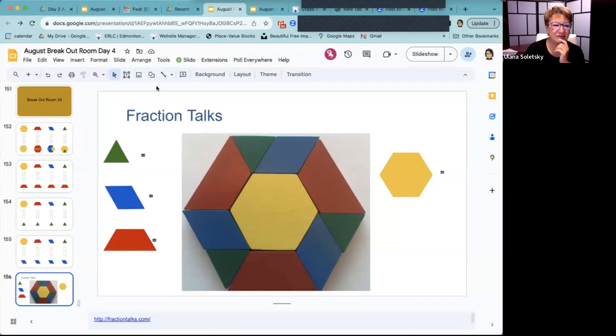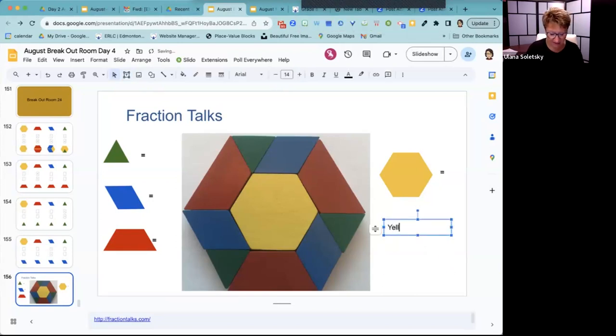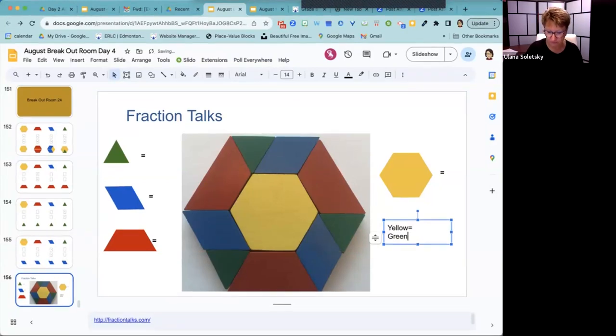So I can just write down here, I can go up here, I can put a text box, and I can say the yellow is, the yellow is, the green. So now you can see I am not saying the green triangle is whatever fraction. I'm asking what fraction of the whole is green. And when we get back, we'll talk about why that is important. Because I've done this on this slide, I'll go into everyone's slides and make sure that it's in there. Or you can do it yourself, it doesn't matter.